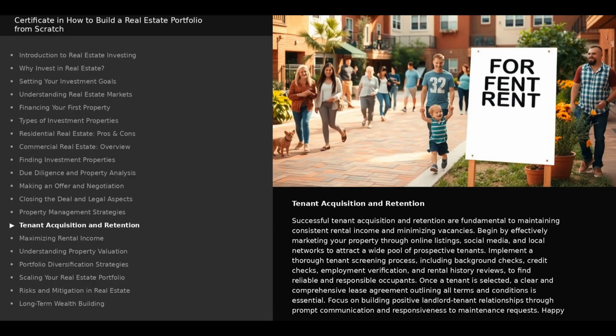Once a tenant is selected, a clear and comprehensive lease agreement outlining all terms and conditions is essential. Focus on building positive landlord-tenant relationships through prompt communication and responsiveness to maintenance requests. Happy tenants are more likely to renew their leases, reducing turnover costs and ensuring steady cash flow. Providing a well-maintained property and a positive living experience significantly contributes to high retention rates. Proactive engagement fosters a stable and profitable investment.